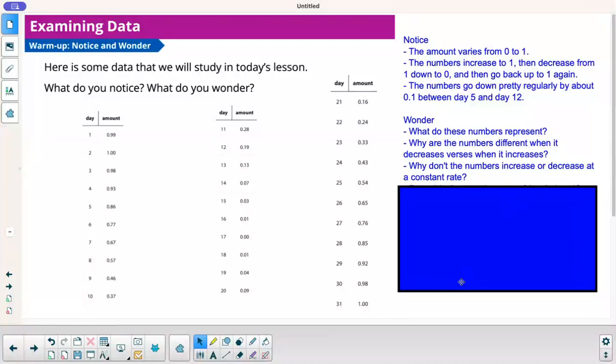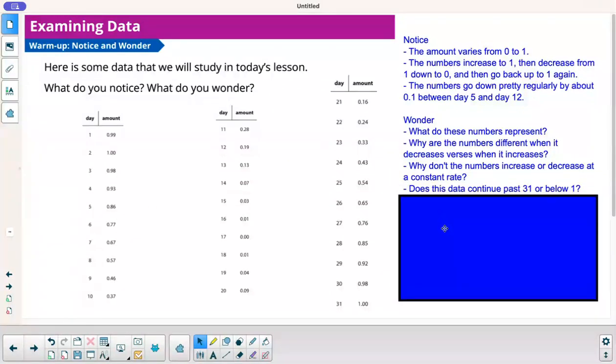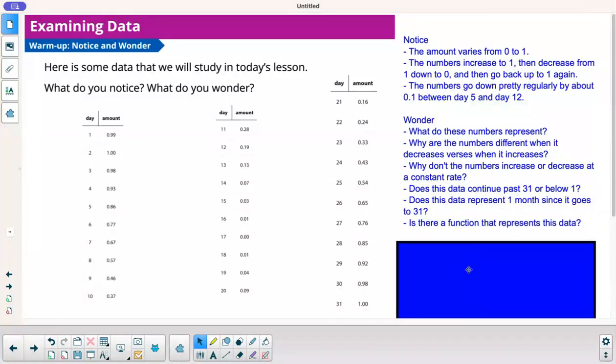Next thing, why don't the numbers increase or decrease at a constant rate? Like I said, here this is 0.02, and then all of a sudden it's 0.05, and then 0.07, different rates in between the values. Does this data continue past 31? Could you go to 32, 33, 34, or does it go below 0? Does it go to -1, things like that?